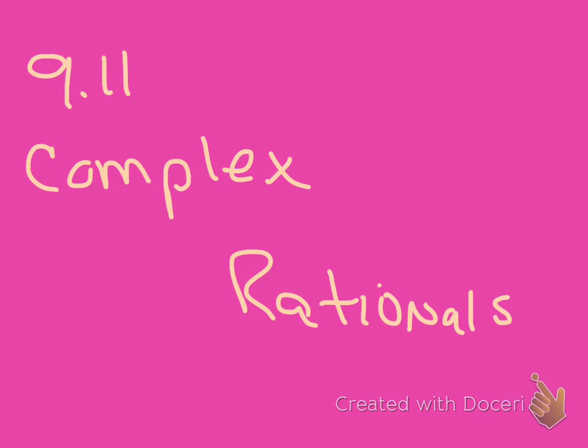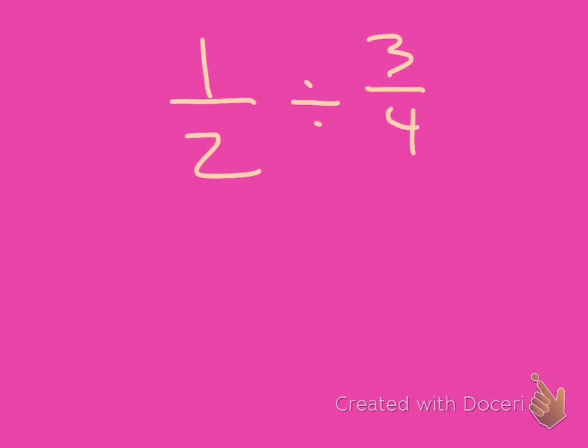Okay, now we're going to start complex rationals. I want to just remember rationals means fractions, and complex means just a little bit more complicated. That could sound scary, but it's just going to be fractions inside of fractions, okay? And so we're going to review first what it means.